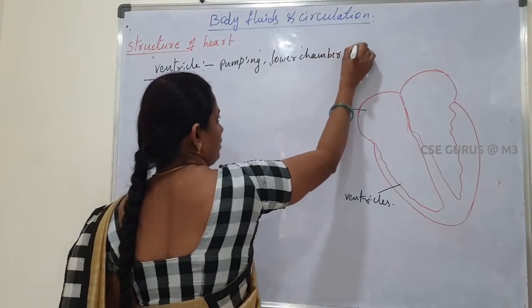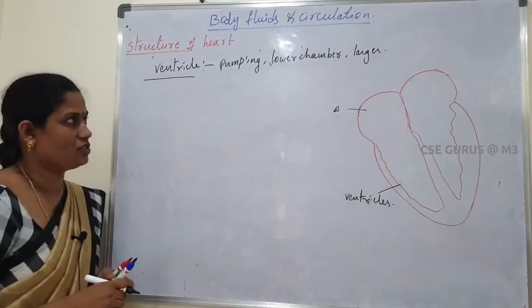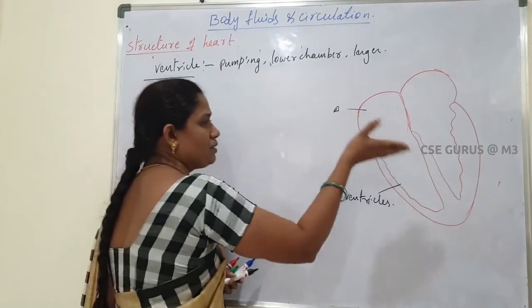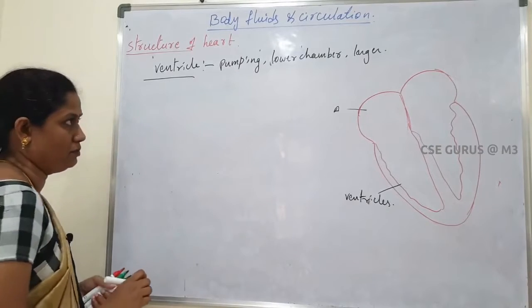These are larger compared to the atria. They pump the blood to different parts of the body. That's why these are called pumping chambers.